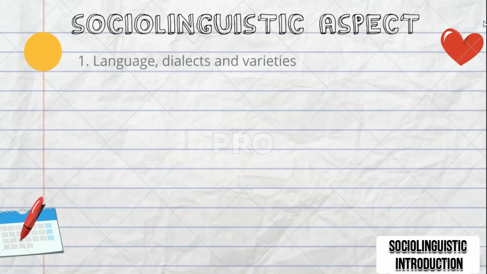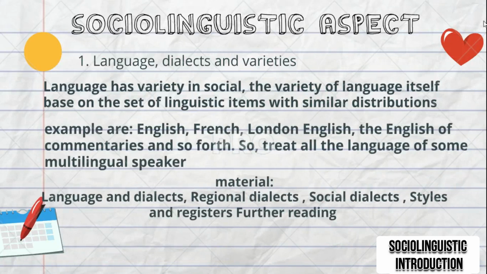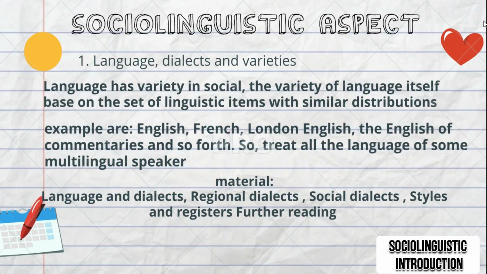Language, dialect, and varieties. Language has variety in social life. The variety of a language is itself based on a set of language items with similar distribution. For example, English, French, London English, English of commentaries, and so forth. The material to be discussed in this chapter: language and dialect, regional dialect, social dialect, style, and register.